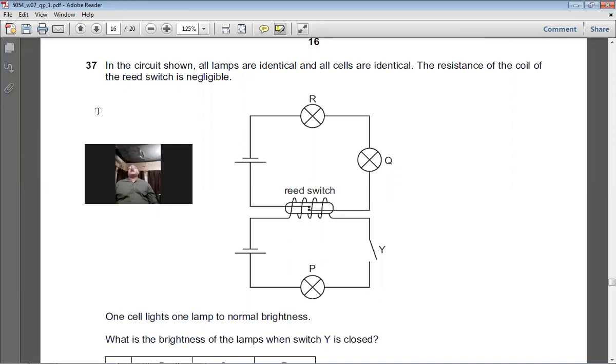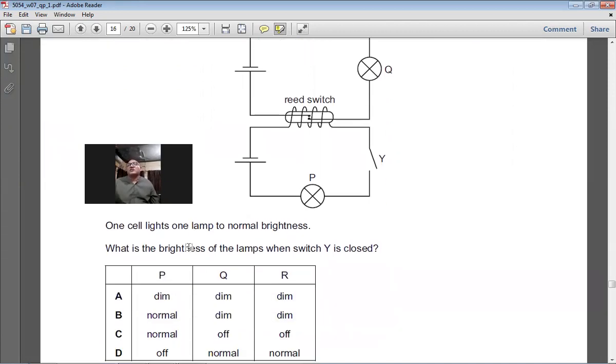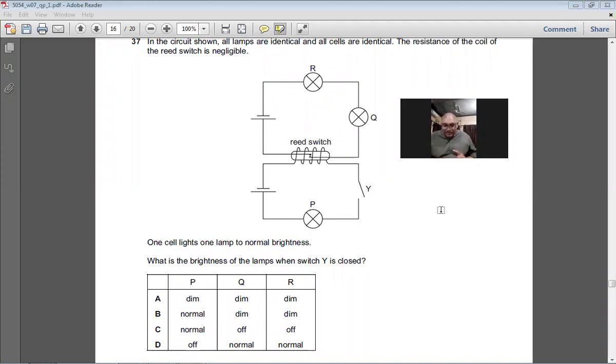In the circuit shown, all lamps are identical and all cells are identical. The resistance of the coil in the reed switch is negligible. One cell lights one lamp to normal brightness. What is the brightness of the lamps when the switch Y is closed? So he says that each lamp will be at normal brightness when it is connected with one cell. Because this is a reed relay, when you close the switch Y, the current will start flowing due to the coil. Here an electromagnet will be formed, and that will cause these contacts to touch each other. So in this upper circuit, the path of the current will be completed, and the current will start flowing in this circuit also. But this circuit and this circuit are not connected to each other electrically.